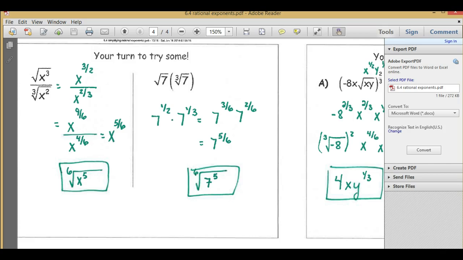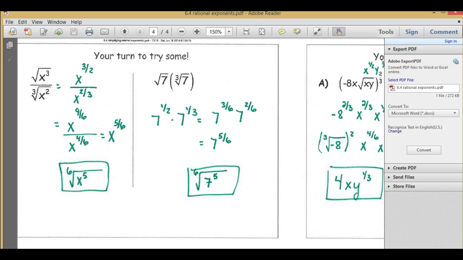Again, we're dividing, so we're going to subtract. 9 minus 4 is 5. Denominator doesn't change. That's a 6. So then we get the 6th root of x to the 5th. 5 goes with the x. It's your exponent. 6 is your index.